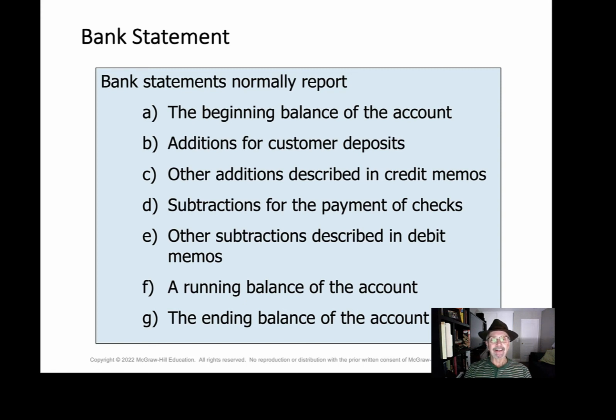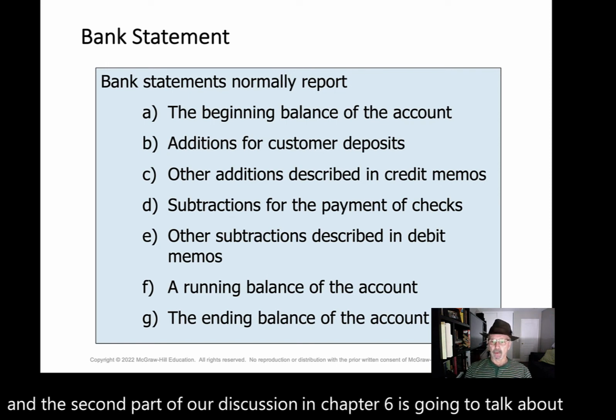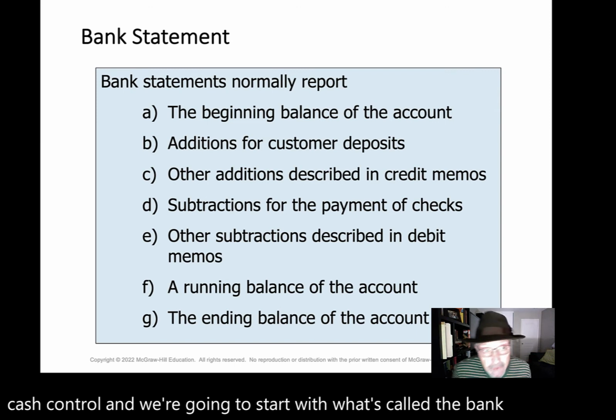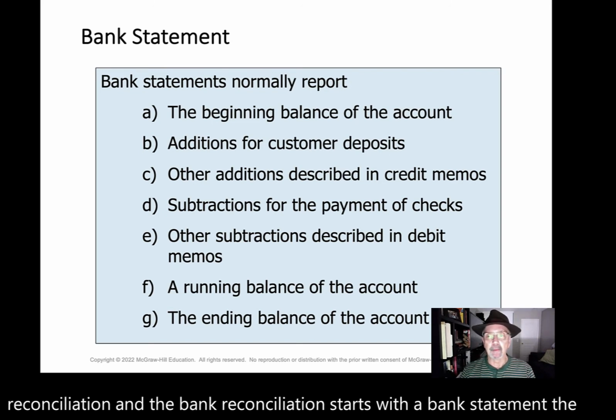Welcome back. The second part of our discussion in Chapter 6 is going to talk about cash control. And we're going to start with what's called a bank reconciliation. And the bank reconciliation starts with a bank statement. The bank statement gives us information that the bank knows that we don't know about our account.